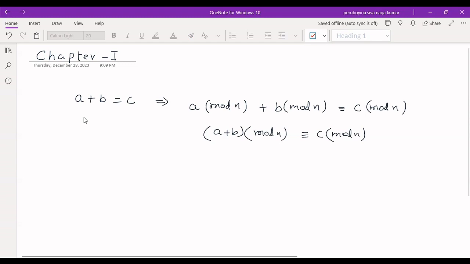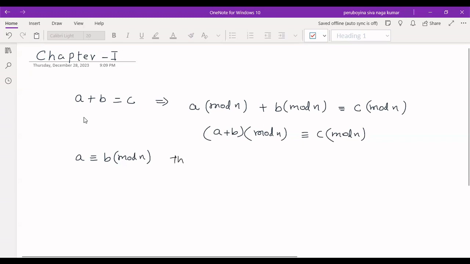Similarly, you can define it with multiplication and subtraction also. And you can do the same with an exponent, for example, A ≡ B mod n. You can use brackets, or you can write it without the brackets also.